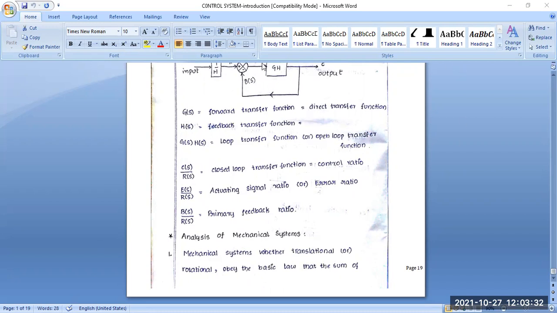Just wait, I am sharing another screen also, and everyone write your name and roll number in the chat box also.